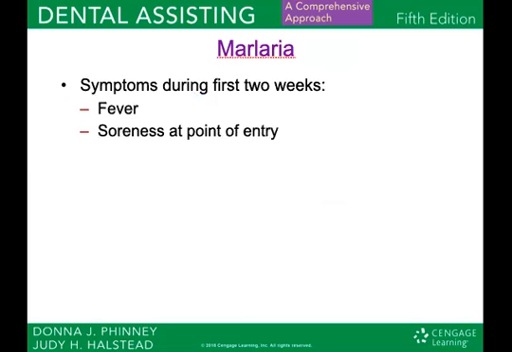Two other diseases caused by protozoa are malaria and sleeping sickness. Malaria is spread by the bites of mosquitoes, and sleeping sickness is spread by the bites of the tsetse fly. In order to kill the parasites in the blood, drug therapy is required. And some symptoms of malaria usually come in the first 2 weeks, and they include fever and soreness at the point of entry.